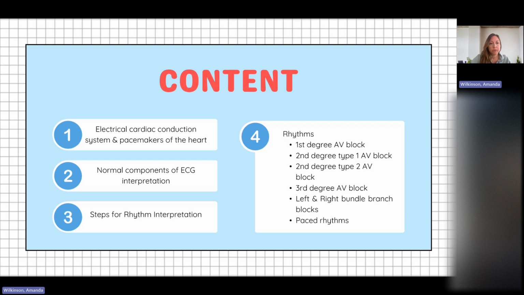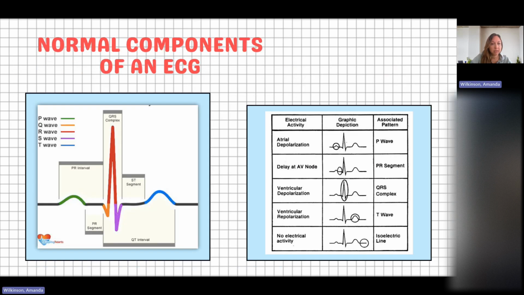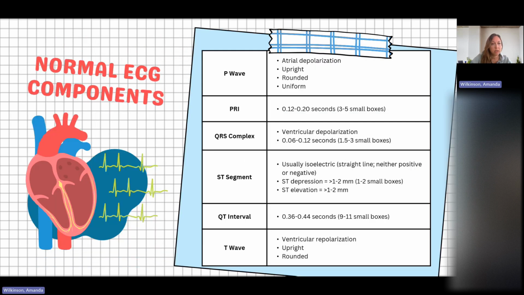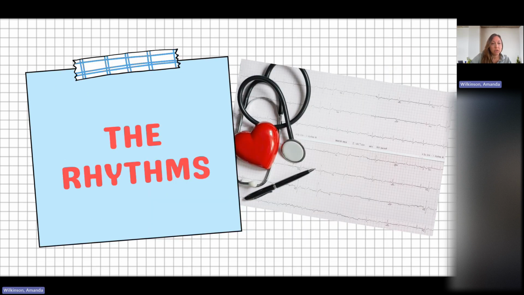So that's our first degree, our second degree type 1, second degree type 2, our third degree, and then we'll get into left and right bundle branch blocks and some paced rhythms. So we're just going to skip over this content because we reviewed it a few times now and dive right into the rhythms.